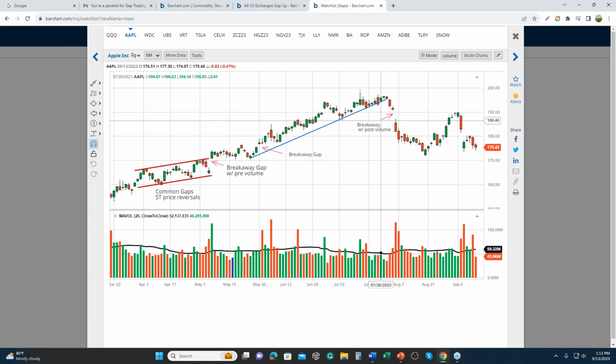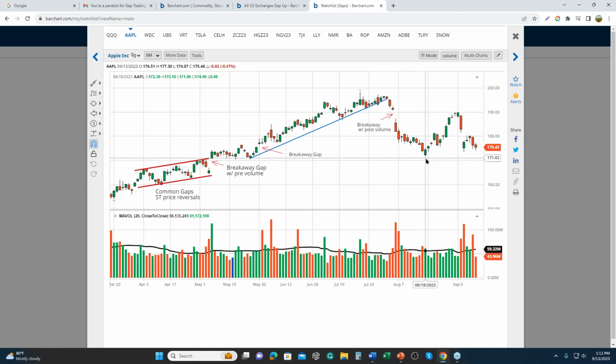Over here, we can see that we have a breakaway gap with post volume. Again, that is a signal of continuation and not a retracement. And you can see that here we had that large volume on the breakaway, but again, continuation of higher volume in terms of an average as price continued to move lower. Again, increasing the odds.